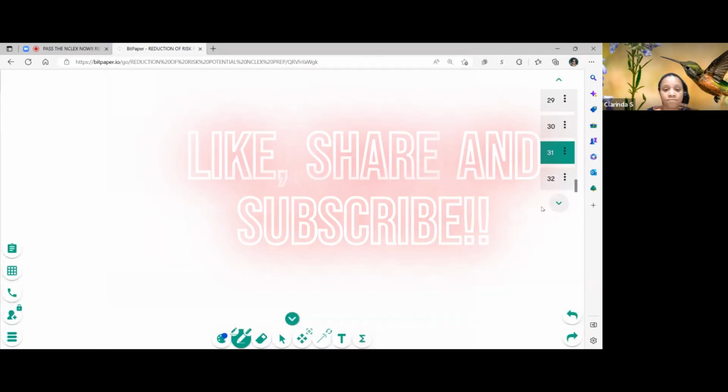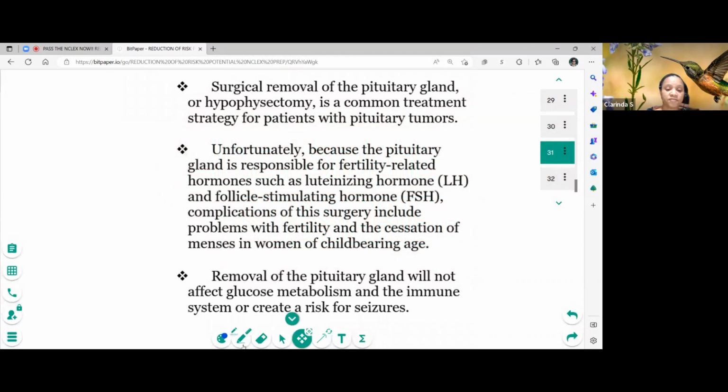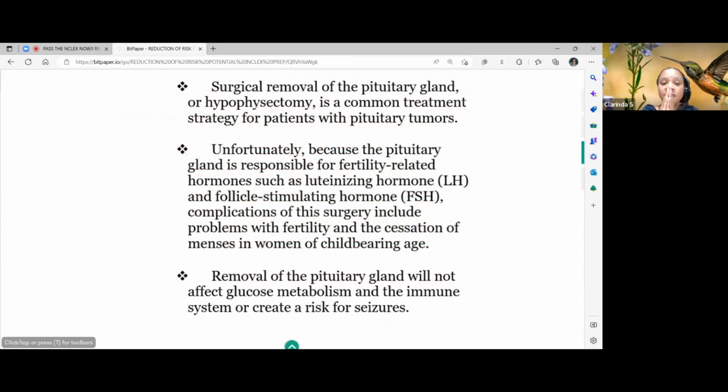It will be harder. She may have to do like a fertility clinic or something if she wanted to have a baby. So common treatment for pituitary tumors, get rid of that pituitary gland. It's called a hypophyseectomy. Because the pituitary is responsible for the LH and FSH hormones, for excreting those, that would be the number one complication, more specific to that surgery: infertility, problems with fertility. All right, cessation of menses, because remember it controls our menstruation, so she may not have a menses, and if she's childbearing, she was 30. Removal of the pituitary gland doesn't have anything to do with glucose or immune system.